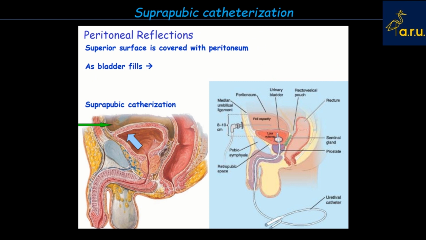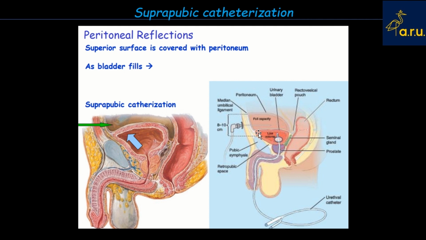Now, since the bladder is an extraperitoneal structure, the superior surface of the bladder is covered over by the peritoneum. You can see that over here as well. Normally, the bladder is an intrapelvic structure, which we can see over here. That's the normal positioning of the bladder. It lies inside the pelvic cavity.